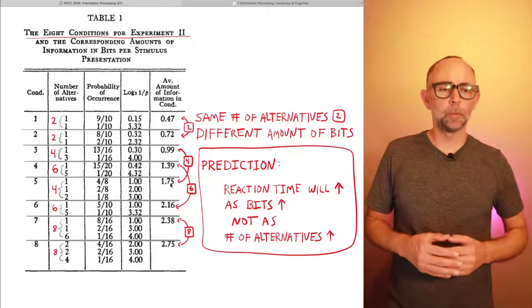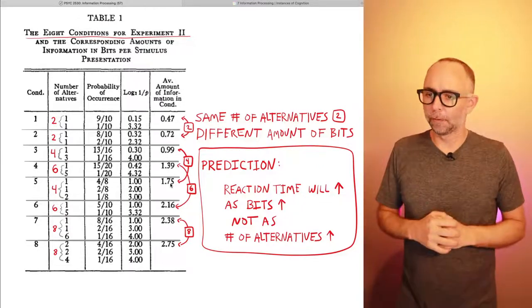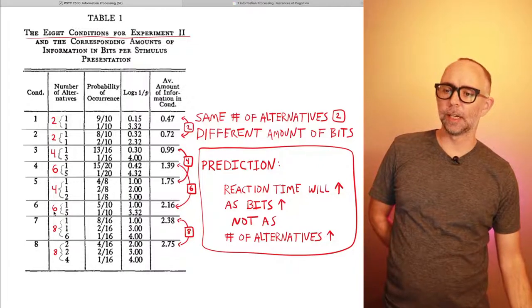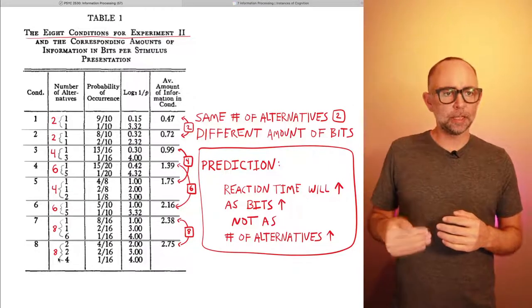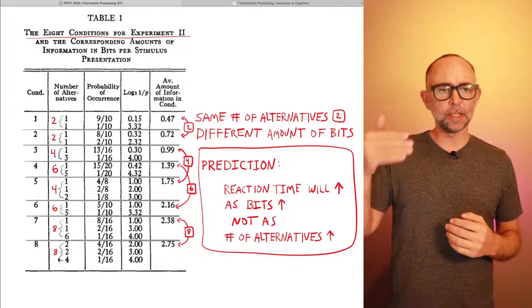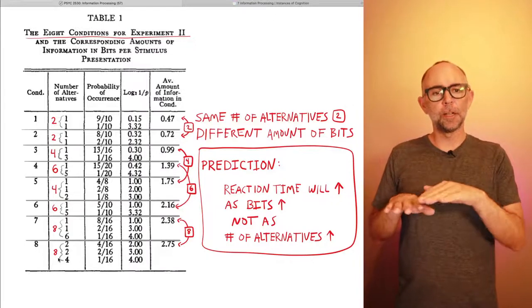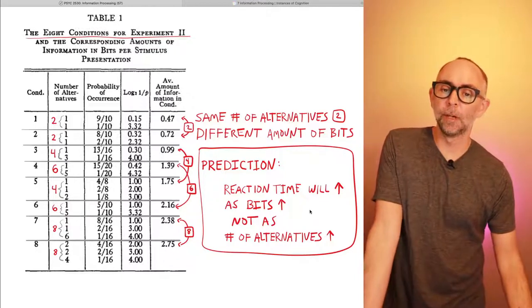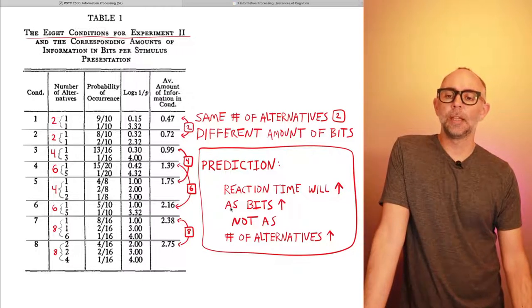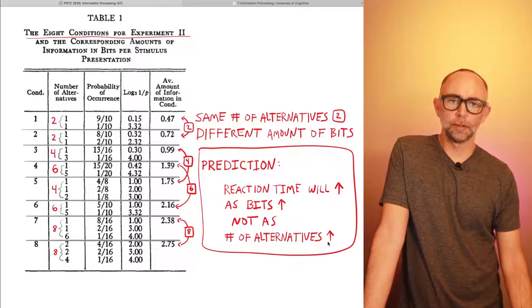So we can compare performance when people have 4 alternatives with a small amount of information and a large amount of information. He does the same thing for set size 6 and set size 8. And this is how he was able to deconfound set size from the amount of information. For each set size, there was a low and a high amount of information. So people might just be responding to the set size, or they might be responding to the information. His prediction was that reaction time will increase as the number of bits increases. That's this column, that's the amount of information, not as the number of alternatives increases.